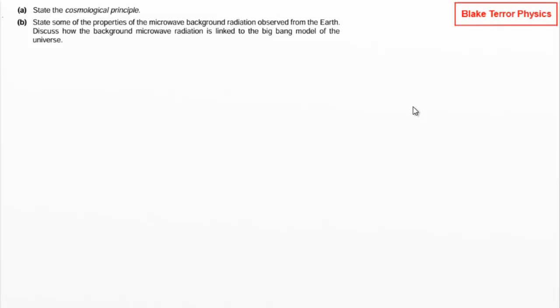Hello, here's another couple of questions on astronomy and cosmology. So we start off, state the cosmological principle. Okay, there's three main bits I suppose we go for on this. So we can say the laws of physics apply at all time and space.